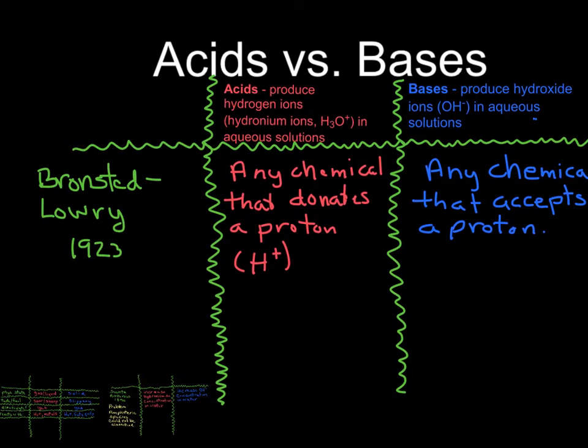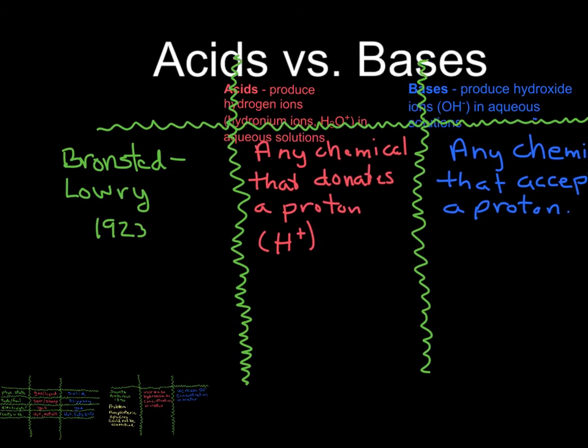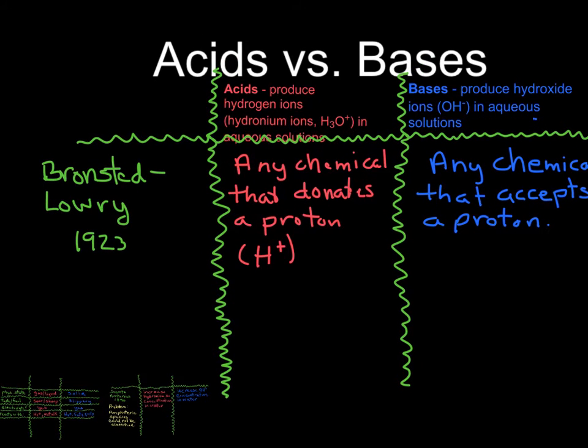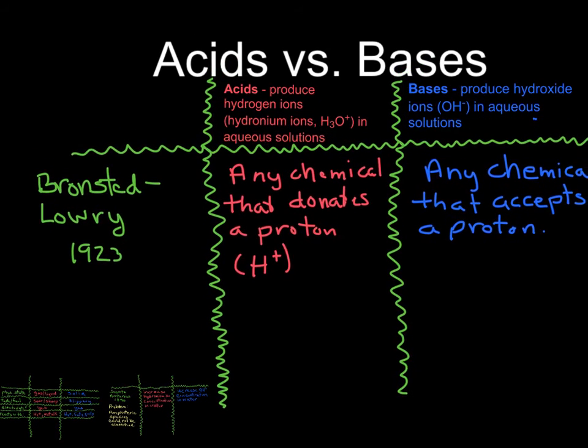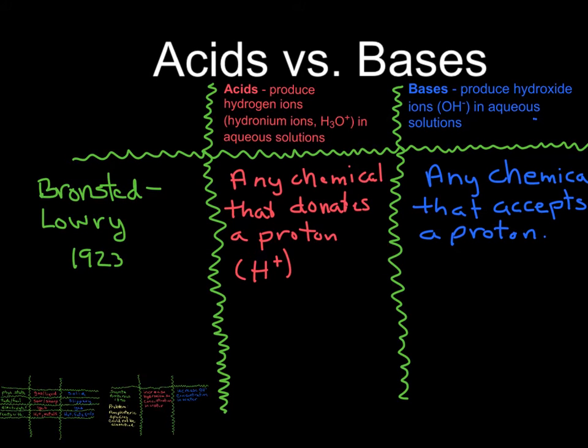If you look closely at the two definitions for Arrhenius acids and bases and Bronsted-Lowry acids and bases, if a chemical qualifies as an acid under either definition, it qualifies as an acid for the other definition. So if we have a Bronsted-Lowry acid, we also have an Arrhenius acid. And if we have a Bronsted-Lowry base, we also have an Arrhenius base.